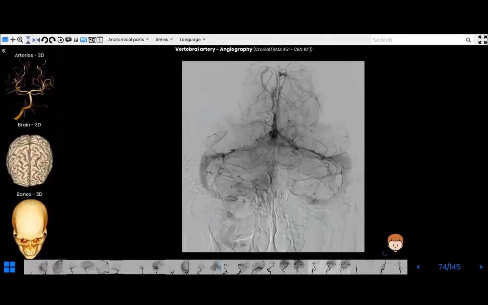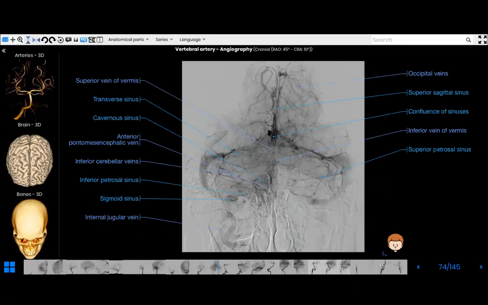Only 1.5 minutes is left. So this is a vertebral run where we are able to see some of the petrosal sinuses starting to appear. Coming to the next run, from the top, these are the occipital veins, the superior sagittal sinus, confluence of sinuses. This vein is the superior Wormian vein. The inferior vein of that is a tentorial vein. This is the transverse sinus, the cerebellar veins, cavernous sinus, the pontomesencephalic vein. Basically the precentral vein will run like this. The posterior mesencephalic vein will continue as the petrosal sinuses and then into the anterior pontomesencephalic vein. This is the inferior petrosal sinus.